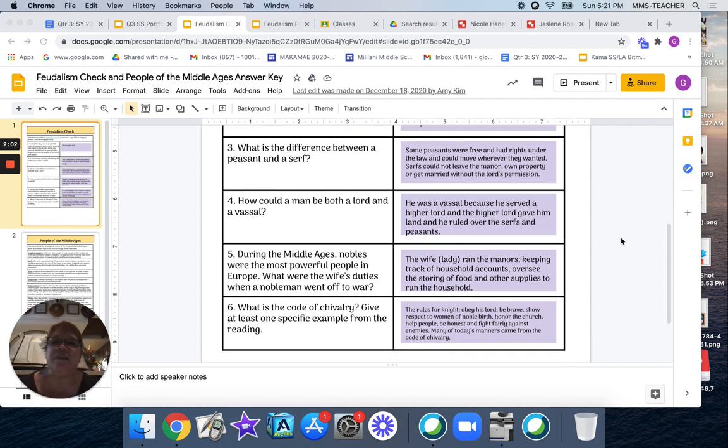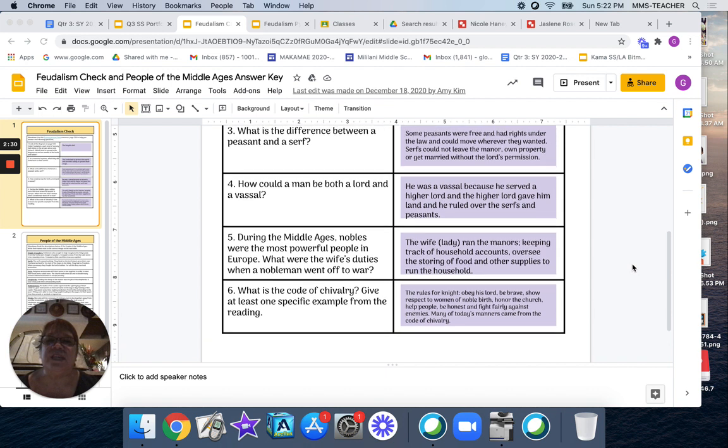Question number 5. During the Middle Ages, nobles were the most powerful people in Europe. What were the wife's duties when a nobleman went off to war? The wife, the lady, ran the manors, keeping track of household accounts and overseeing the storing of food and other supplies to run the household.